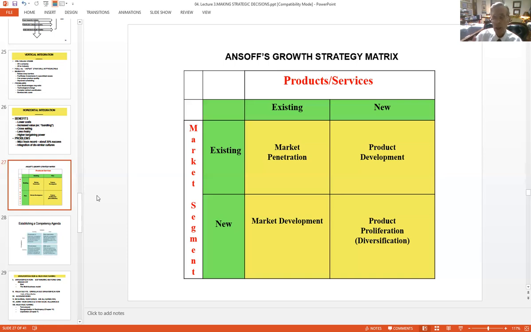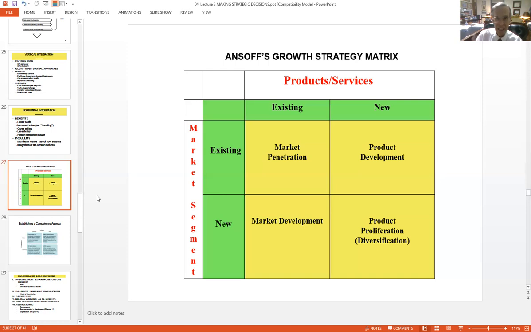Existing products or new products in order to grow. Existing markets or entry into new markets in order to grow. Now, we can grow in existing markets with existing products. And that's what managers go to work to do every day. That's what the present business strategy is all about. What the implementation of the present business strategy is all about.